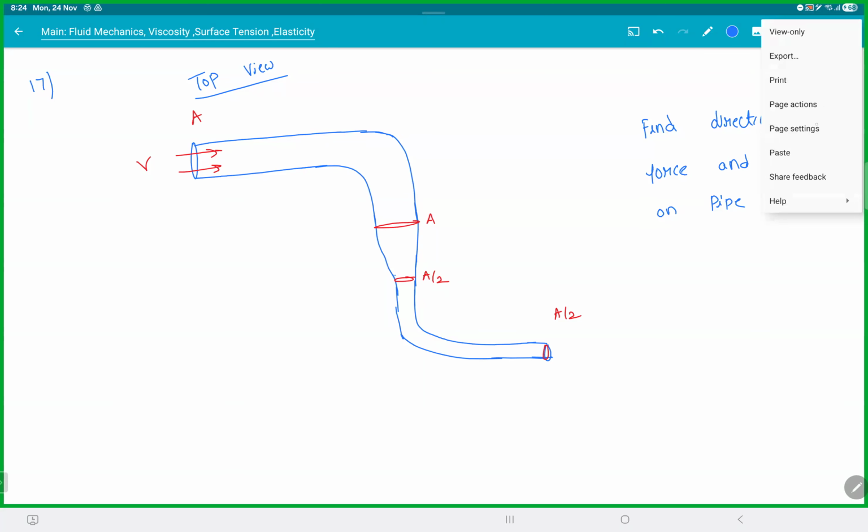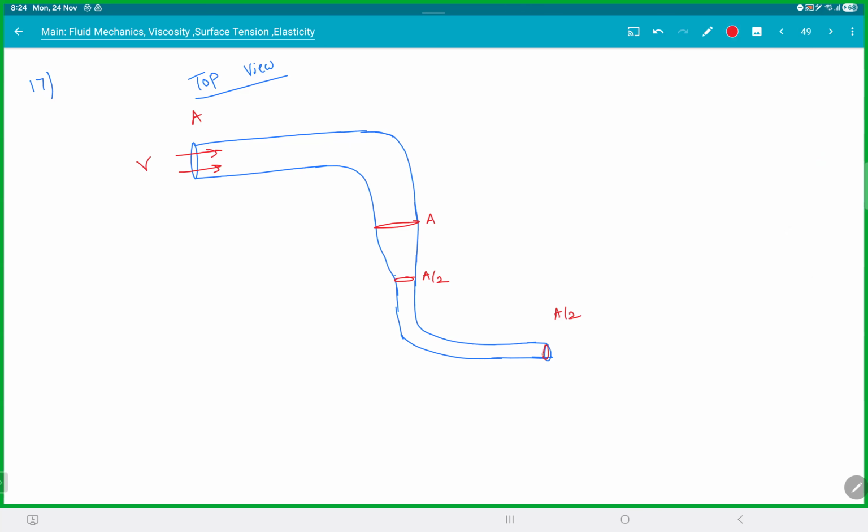Let's see. One thing is clear: this will come out with a speed of 2v. And we know the force due to a water jet is rho A v square. So when this water is entering here, it will push here with rho A v square. And the water is leaving here, it will also push backward with rho A v square. When it is taking a turn, it will actually push back also, right? Third law. And here, when it is entering, the area became A by 2, but the speed became double.